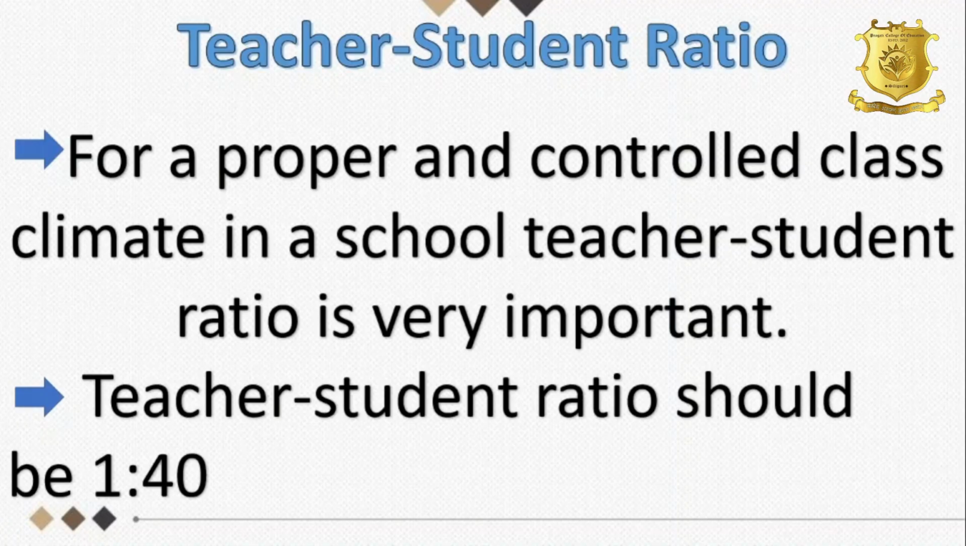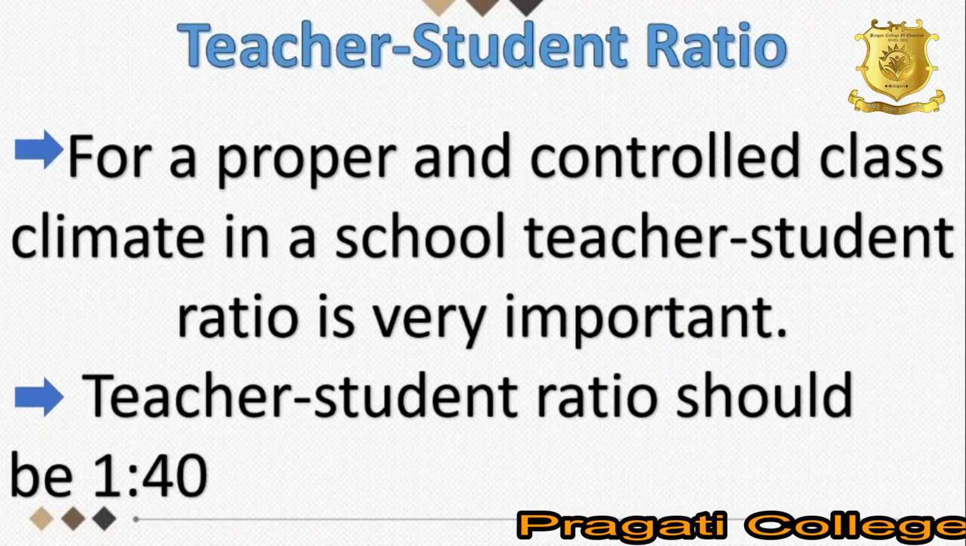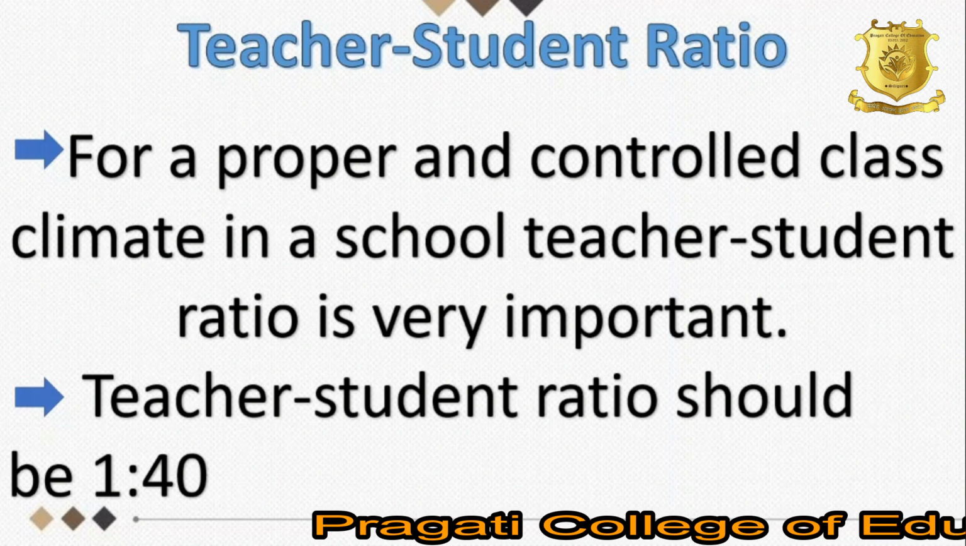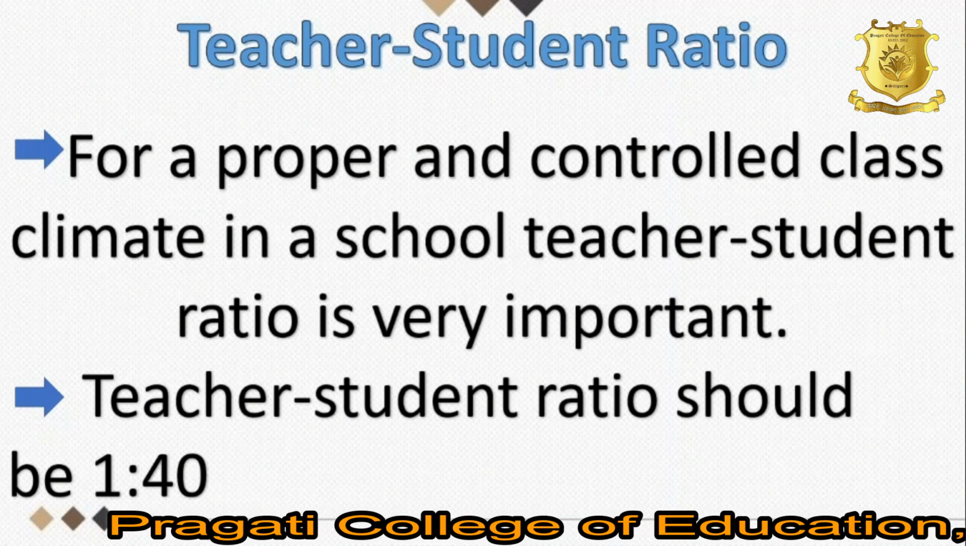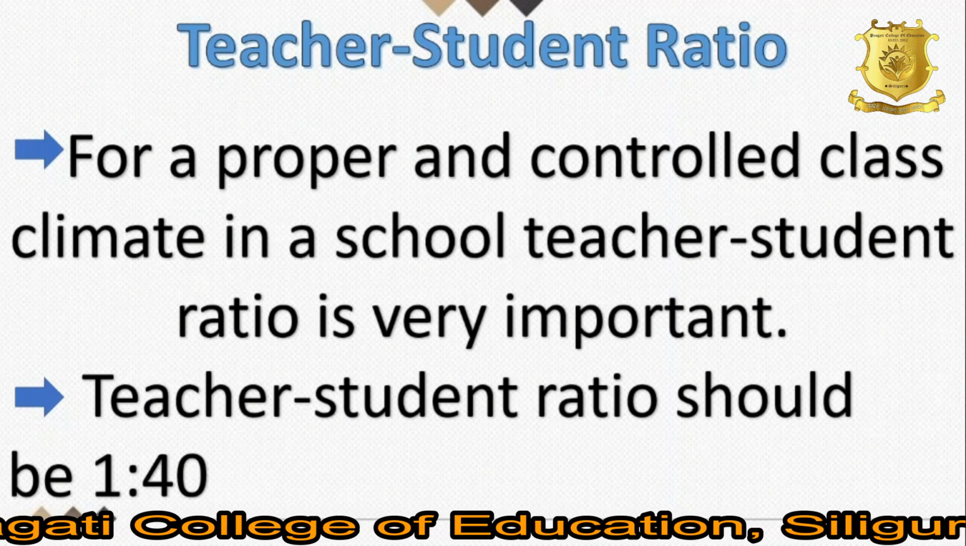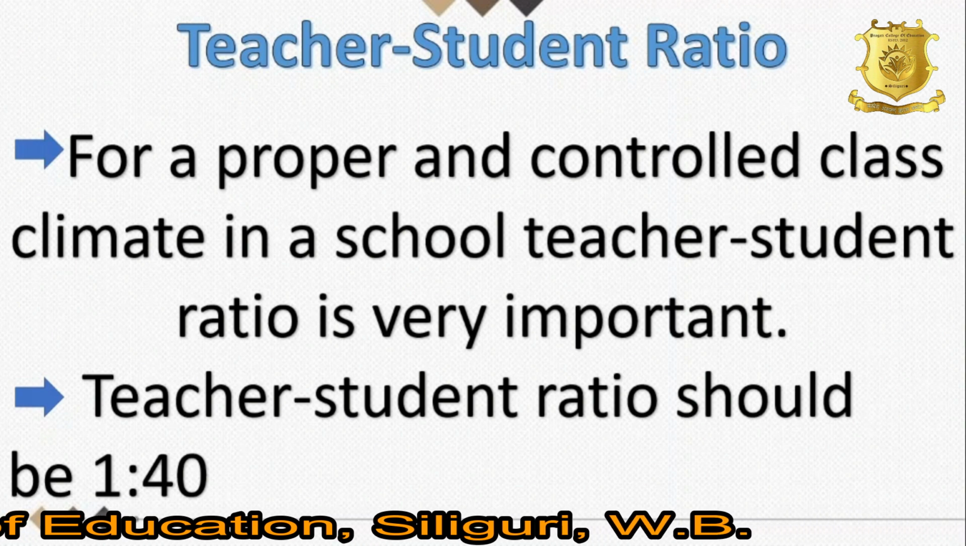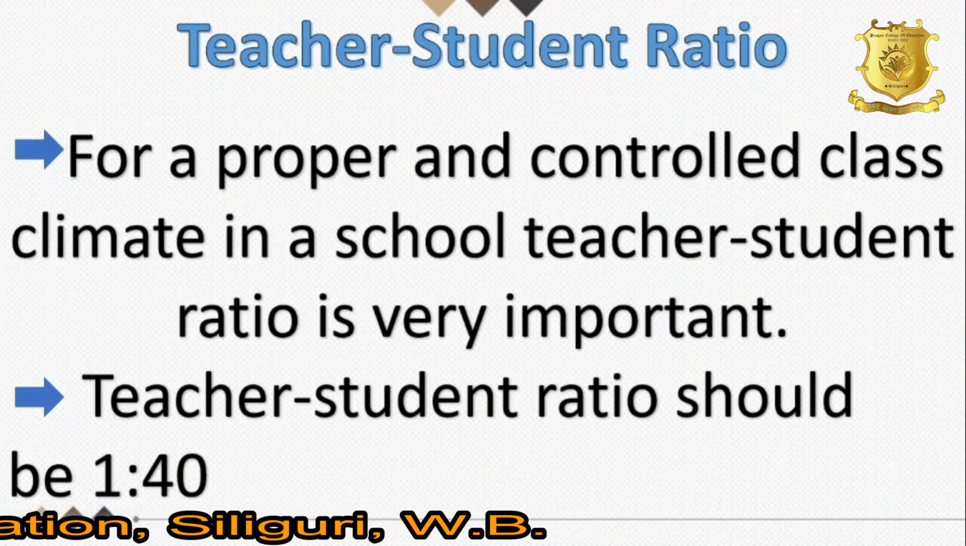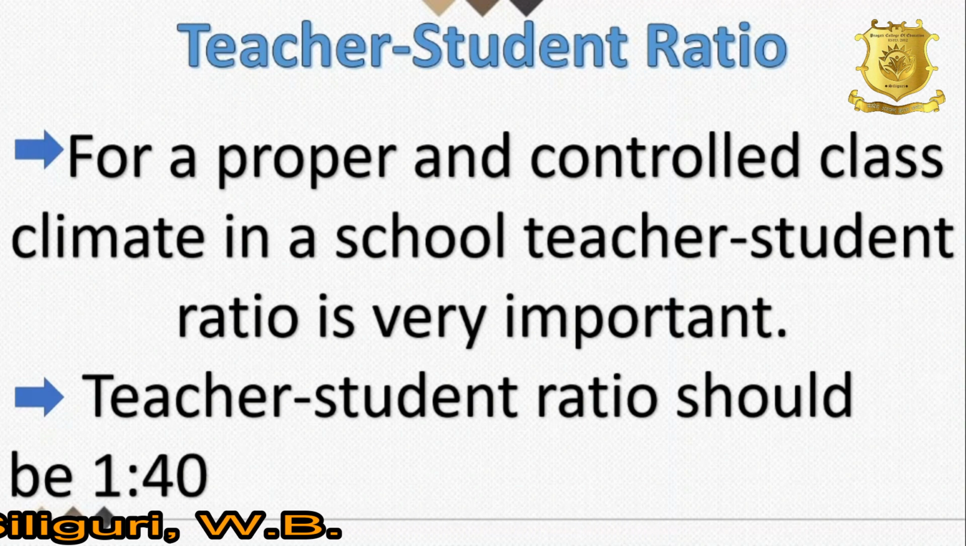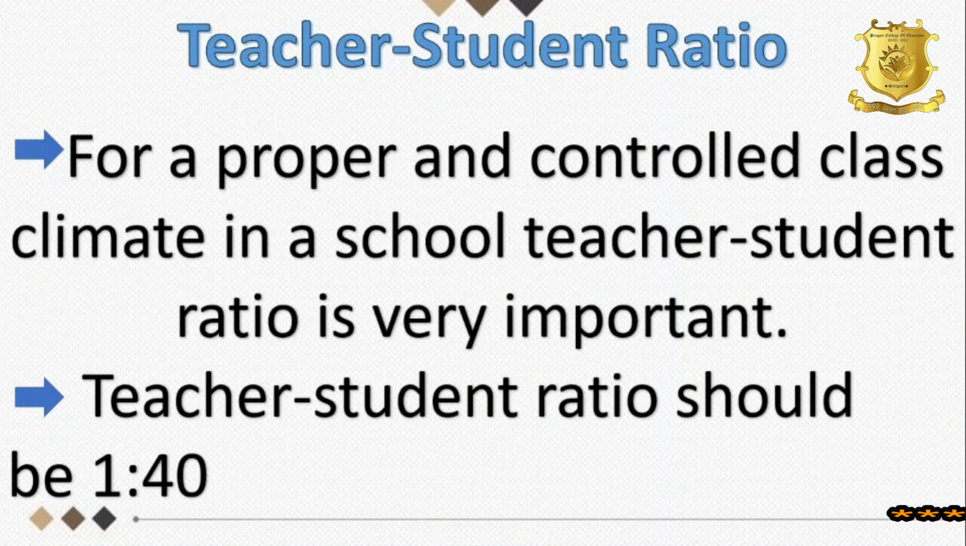Now the next is teacher student ratio. For a proper and controlled class climate in school, the teacher student ratio is very important. If the ratio is proper, then effective teaching will take place. That means the teacher and the students will have a proper interactive session, and the teaching learning process will be very effective. The teacher student ratio in a school should be 1:40. That means one teacher has the responsibility of teaching 40 students.